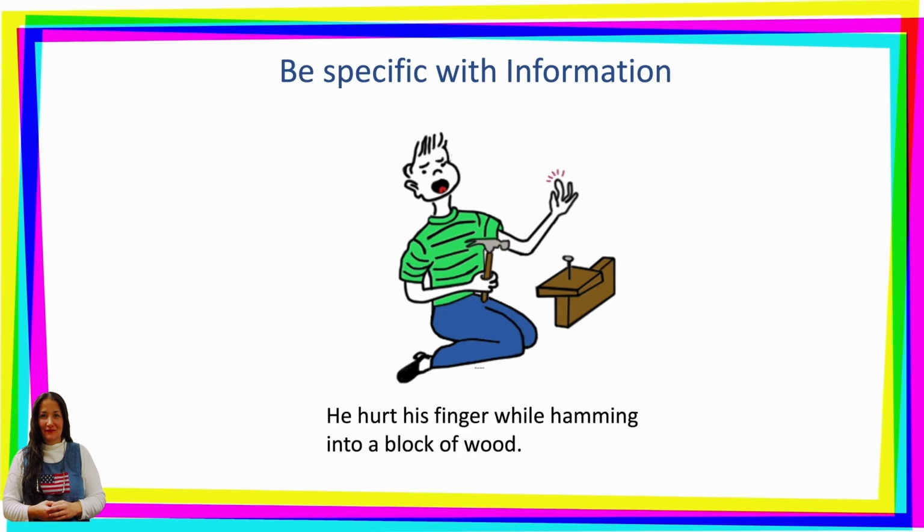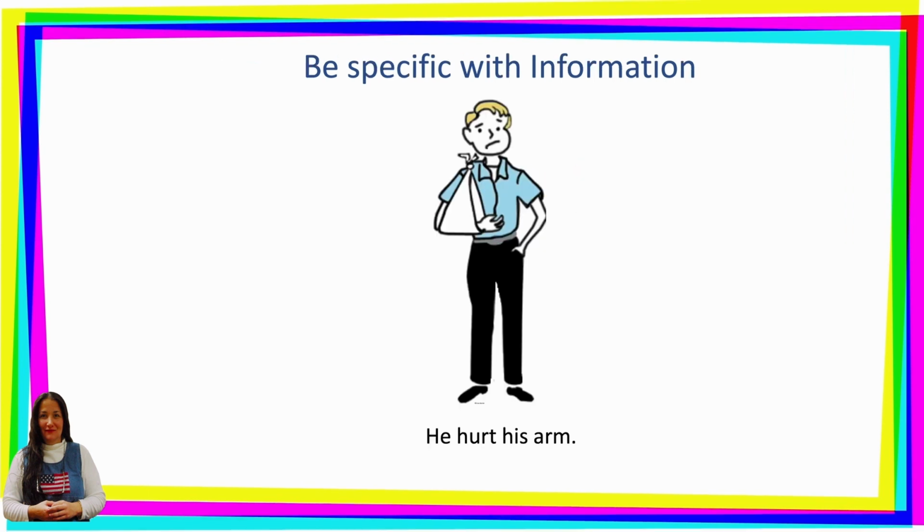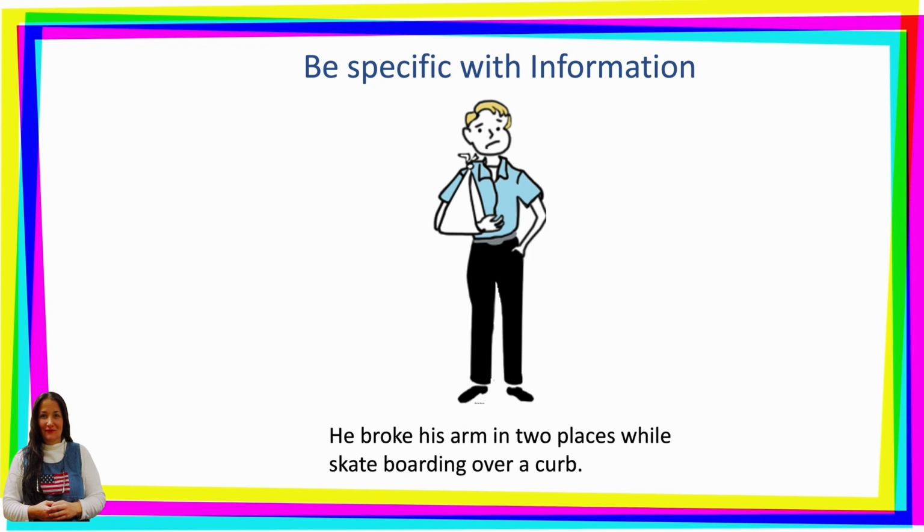He hurt his finger while hammering into a block of wood. Be specific with information. He hurt his arm. That's very basic. Doesn't say too much. We can use more information to give details. He broke his arm in 2 places. He broke his arm in 2 places while skateboarding over a curb. That is very specific on how it happened and what happened to him.